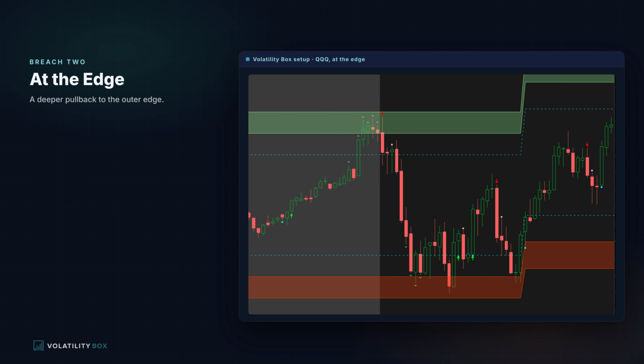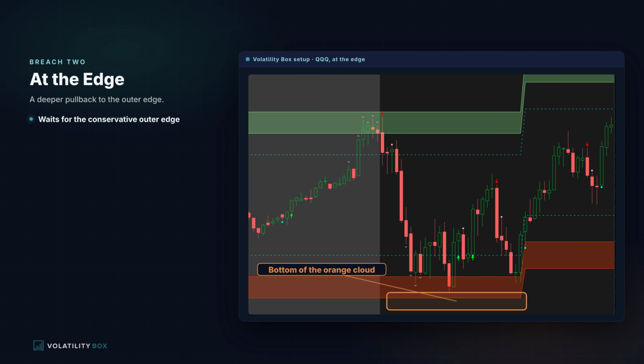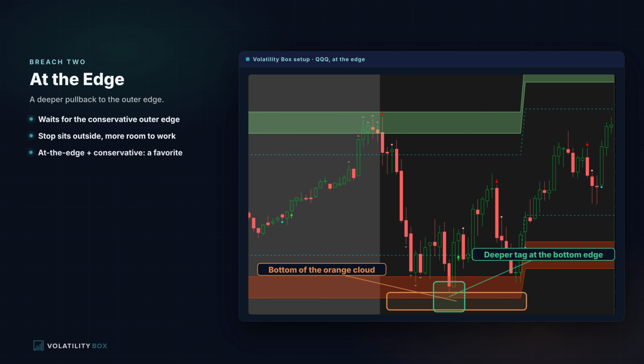That then takes us to number two, which is when we're starting to see a little bit more volatility. The second setup is the at the edge setup. This is where price goes to the outer edge of the clouds. If you remember, the blind breach was the top of the clouds. The at the edge setup waits for price to hit the outer edge of the clouds before looking at an entry. This means we wait for a deeper pullback. As a result, we're able to move our stops outside of the clouds, and it gives us a little bit more operating room in the trade.